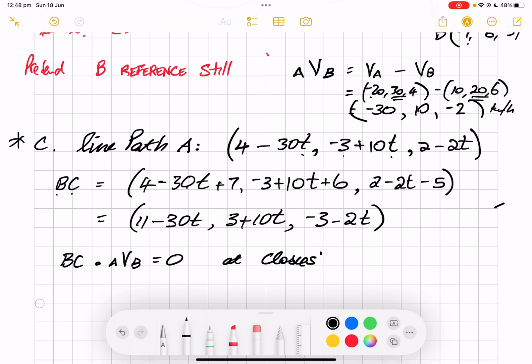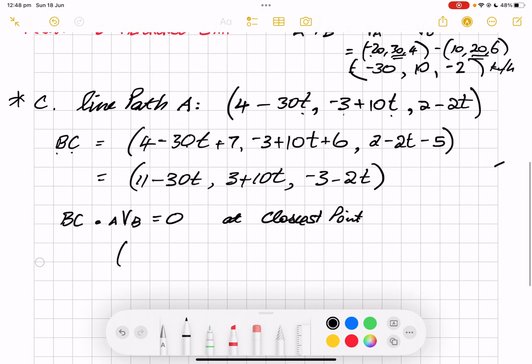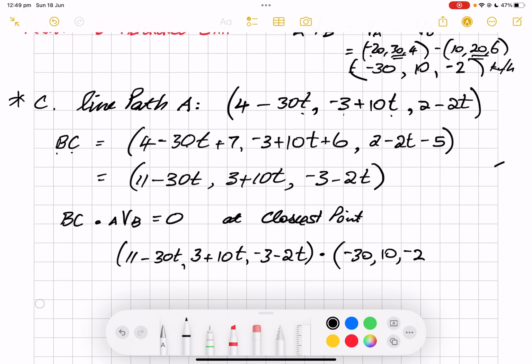That means they are at 90 degrees between those vectors. So 11 take 30t, 3 plus 10t, negative 3 minus 2t. We will dot that with negative 30, 10, negative 2. And that represents that pathway vector, which is the direction vector. We want that to be 0. And here we go. Let's do that.